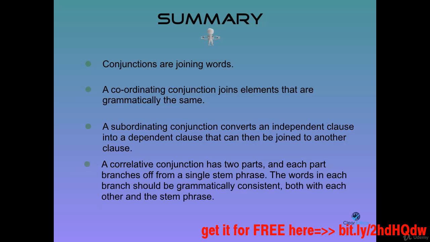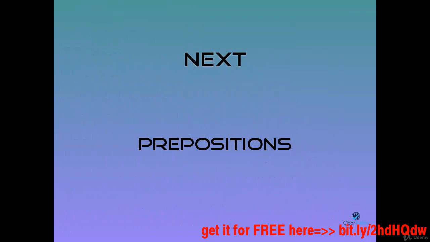A correlative conjunction has two parts, and each part branches off from a single stem phrase. The words in each branch should be grammatically consistent, both with each other and the stem phrase. In the next lesson, we'll be looking at prepositions.